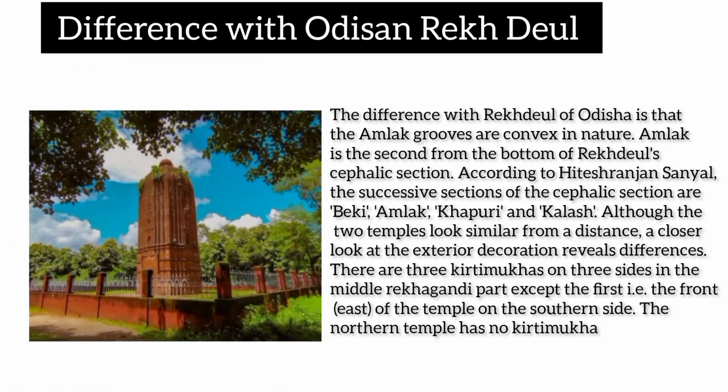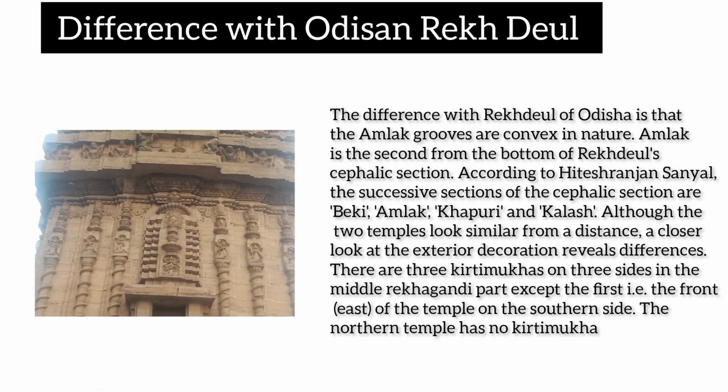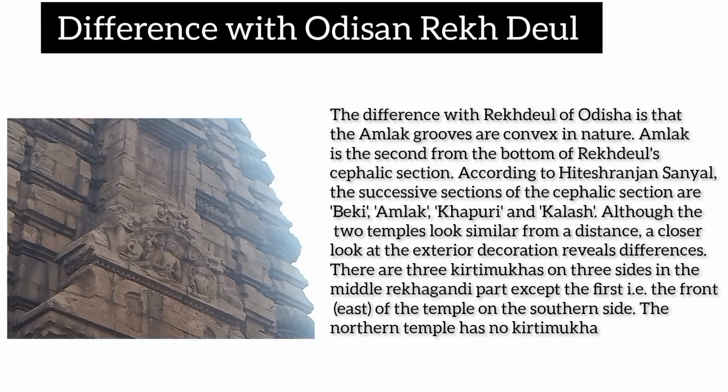Although the two temples look similar from a distance, a closer look at the exterior decoration reveals differences. There are three Kirtimukhs on the three sides in the middle Rekhagandi part, except the first, that is the frontmost of the temples on the southern side. The northern temple has no Kirtimukh.